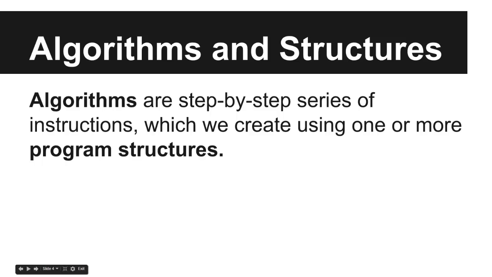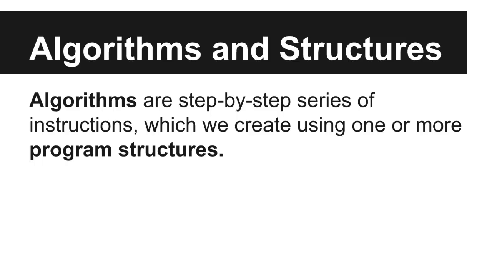Alright, so to get started, let's talk about algorithms. Algorithms are basically step-by-step series of instructions. And these aren't limited to programming. A recipe, for example, might be an algorithm. An instruction book might be an algorithm. It's just a step-by-step series of instructions that tells you what to do, and then if you have to make any decisions, how to make those decisions.